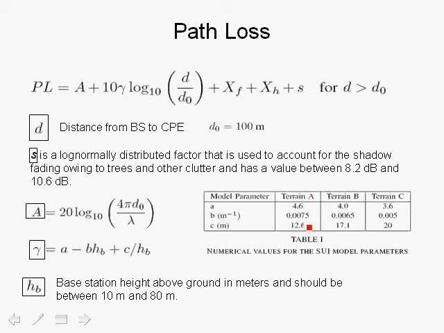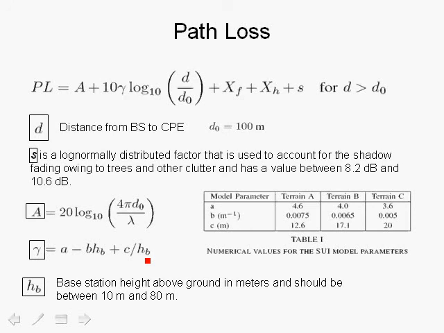We say for terrain A it's equal to 12.6, and for terrain C, where we have less obstruction and we have flat terrain, that it's equal to 20. And this shows that the higher the value of C, and notice that this is a positive, so this term actually increases gamma. Increasing gamma causes more path loss.